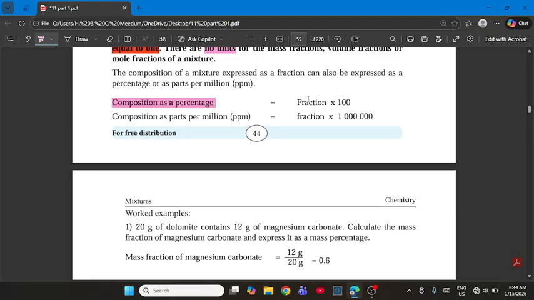For the relevant fraction, you have to multiply by 100%. Okay.